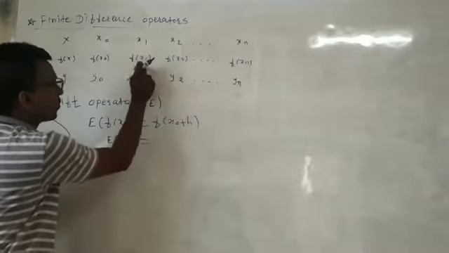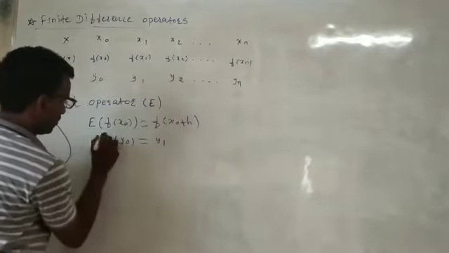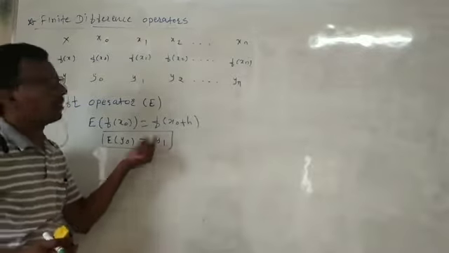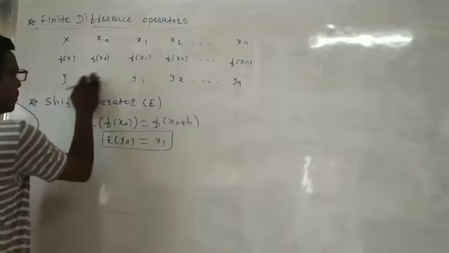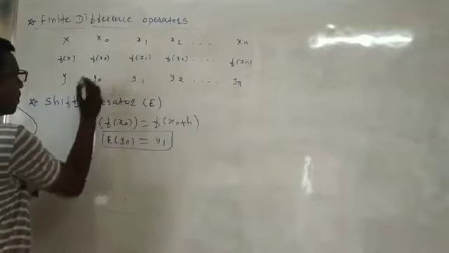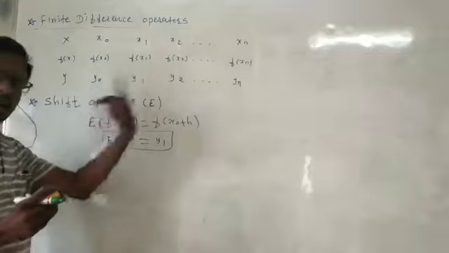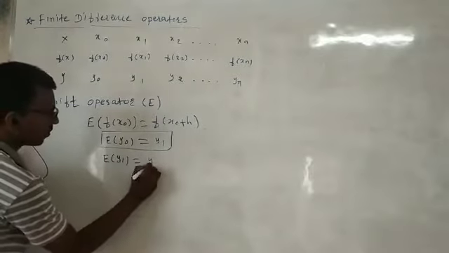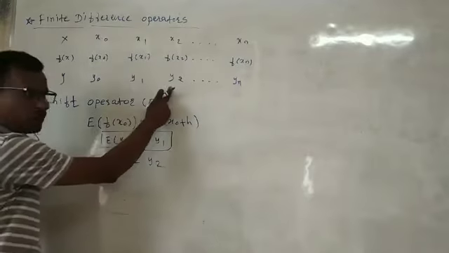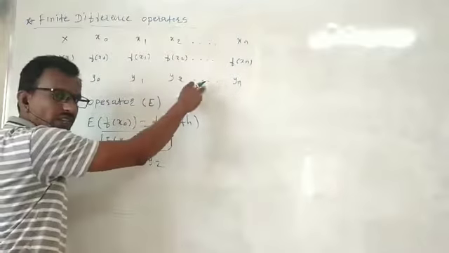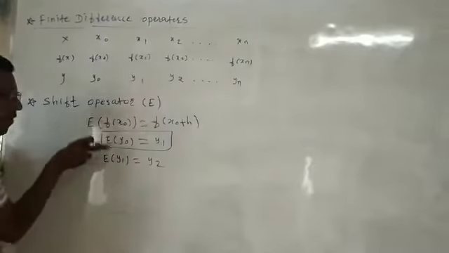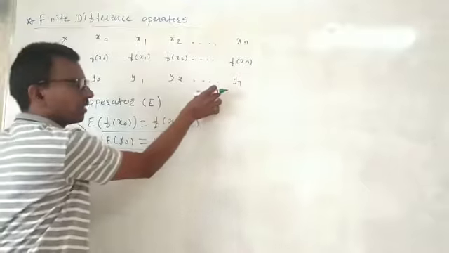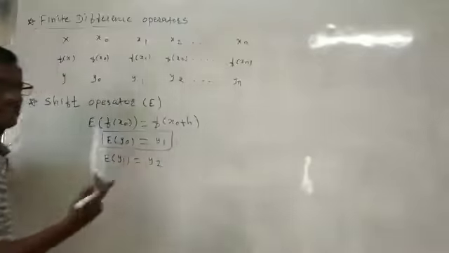f of x1 means it is y1. Means y0 is shifted to y1. This y0 is shifted to y1. Similarly, again, this y1 is shifted to y2, y2 is shifted to y3. This is a forward shifting operator. This y0 is shifted to y1, y1 is shifted to y2, y2 is shifted to y3.